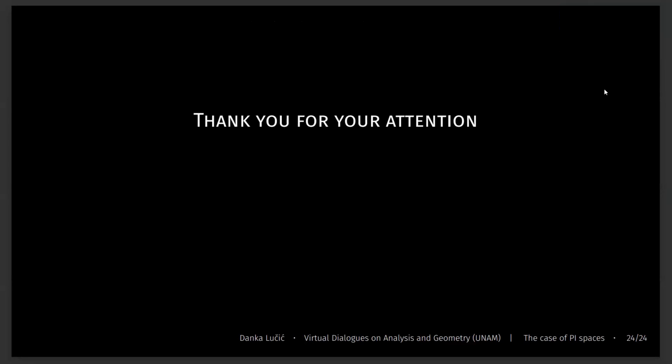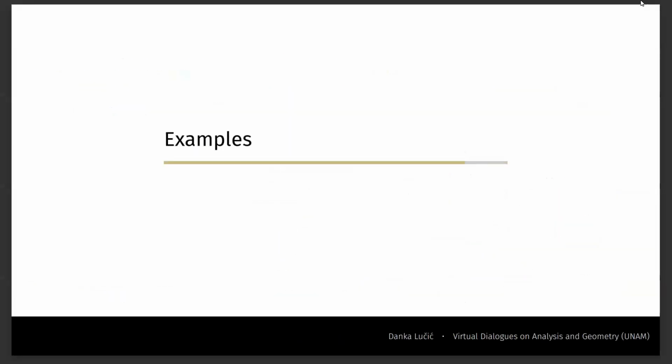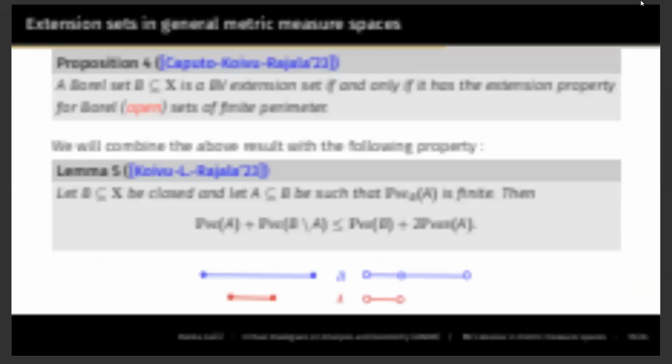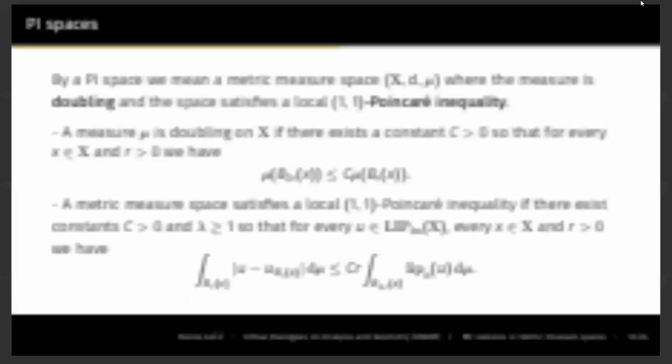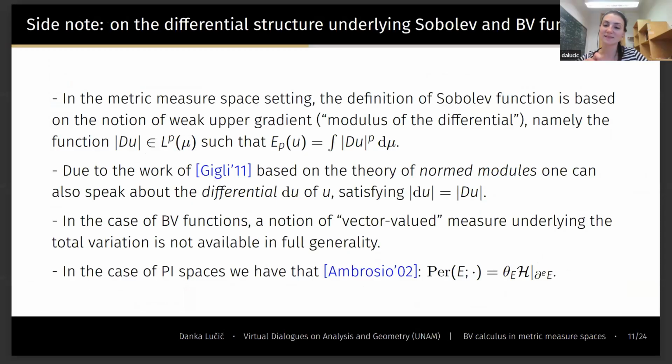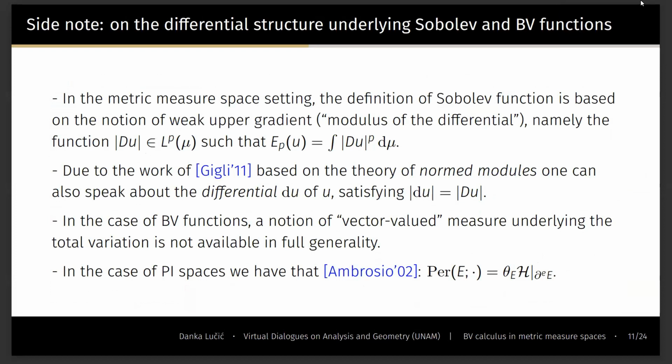I have a question. It's not about all the results that you presented, or your new results, but about this formula by Ambrosio, in which you see the perimeter as the n-1 Hausdorff measure restricted to the essential boundary. And then you have this theta. So why does this theta appear here?